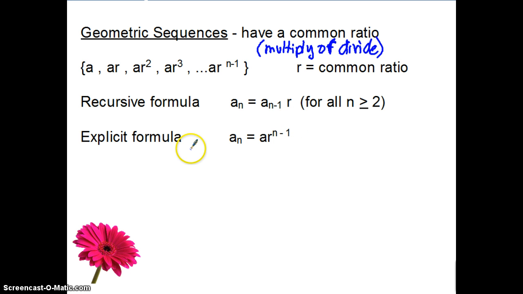The explicit formula says that to get a sub n, or any term that we want, we're going to do a, which is our starting number, our very first term, and we're going to multiply it by r, n minus 1 times. So just like on the arithmetic, if we're looking for the 100th term, we don't need to multiply by that number 100 times. We only need to multiply by that number 1 less than that because we already have the first term.